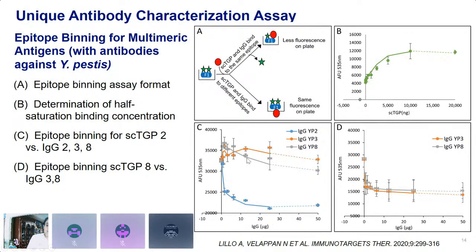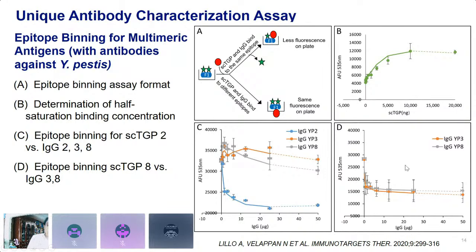So here is the actual epitope binning data. This particular assay is done with SETGP2, and the 3 IgGs used are 2, 3, and 8. And you can see that for 3 and 8, the fluorescence is high up here, meaning roughly the same fluorescence, and they recognize a different epitope than the SETGP2. The YP2, which shares the same epitope as SETGP2, shows a reduction in fluorescence, showing that yes, the assay is working, and the concept is working very well.